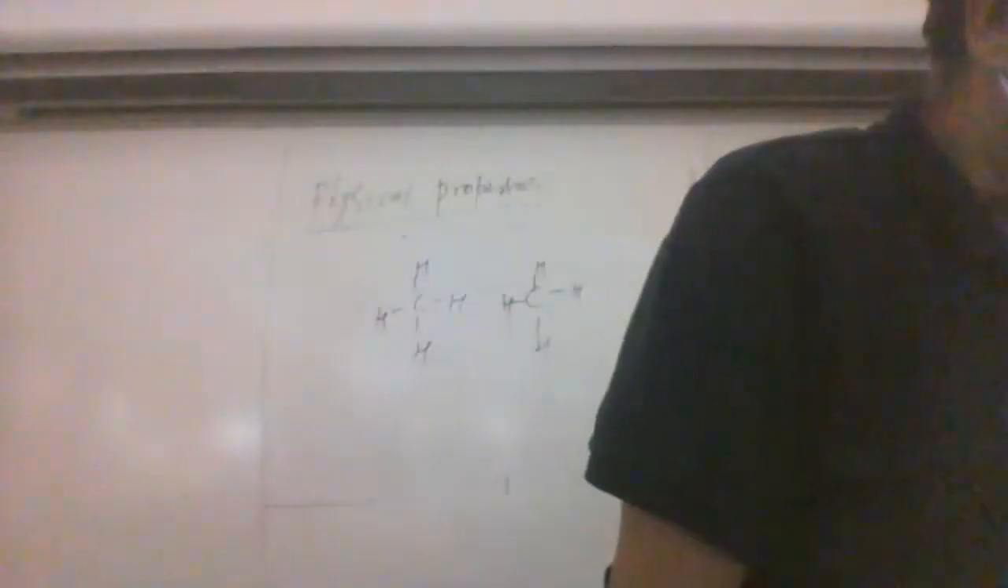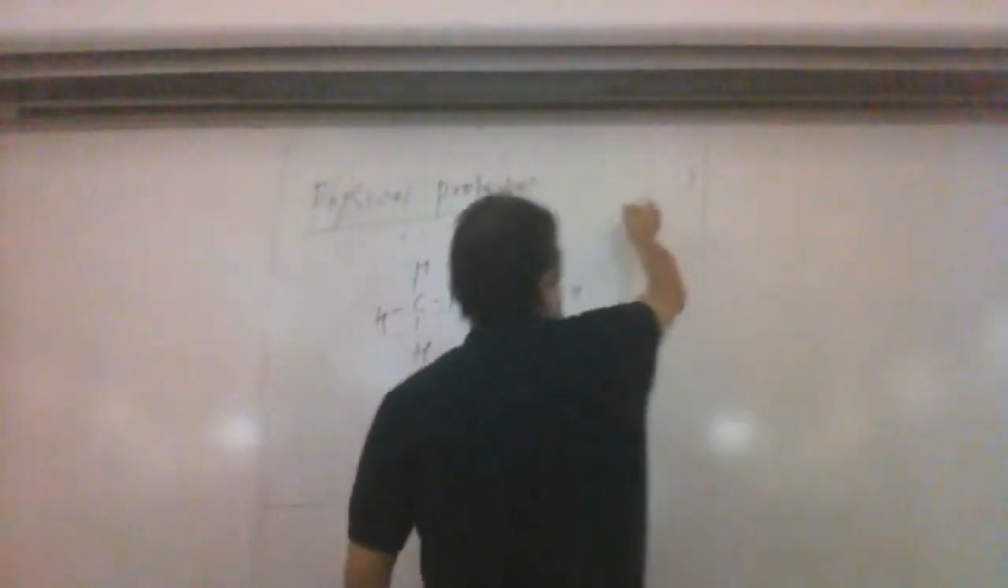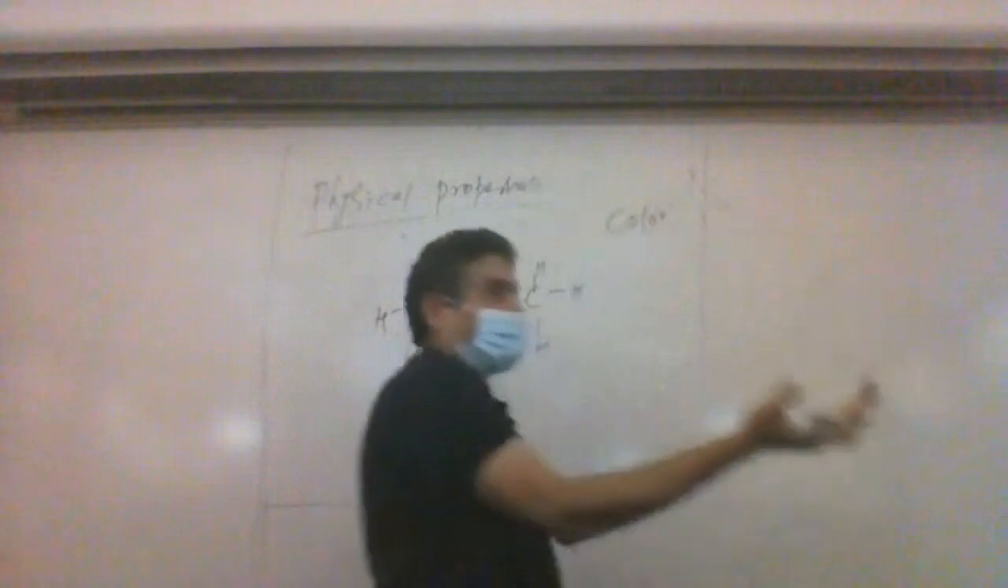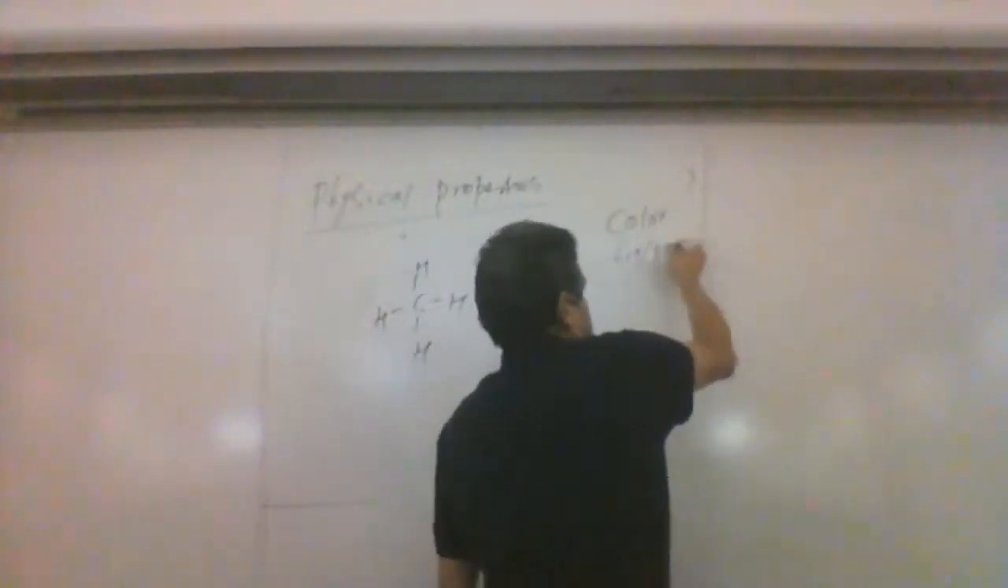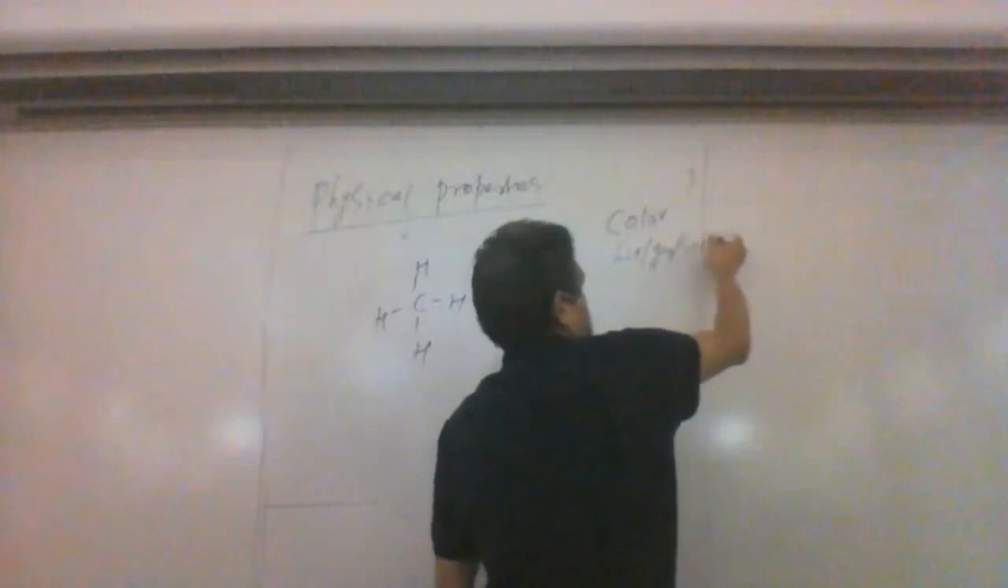Let's see something. So that's it. So what are the physical properties? The physical properties are color. If you see the color of something, that is a physical property. If you are looking at whether it is a liquid, gas, or solid, this is also a physical property.